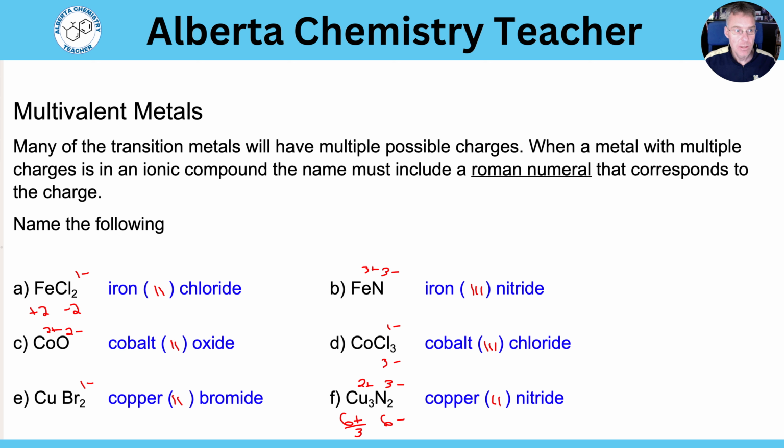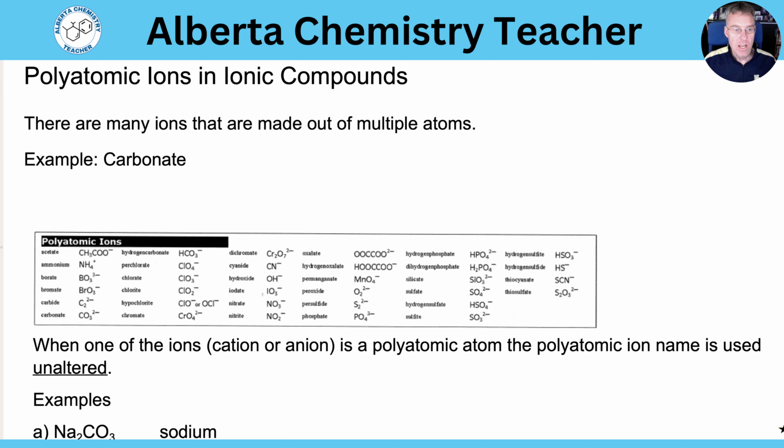We've handled the binaries. We've handled the multivalence. Last in the ionic naming is dealing with polyatomics. So now we have more than 2 elements. So there are many ions that are made out of combinations of atoms. Now you will learn how to draw these in Chemistry 20. For right now, you just have to connect the count and the charge by name.